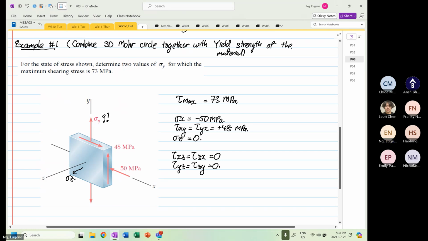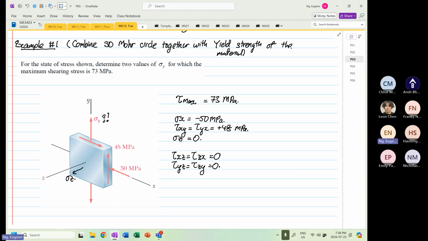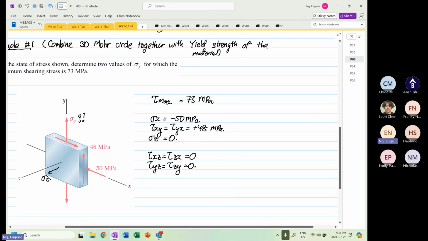Right. So as you can see from the 3D Mohr's circle, right, there are two possible tau max, right, that can occur in plane or out of plane.